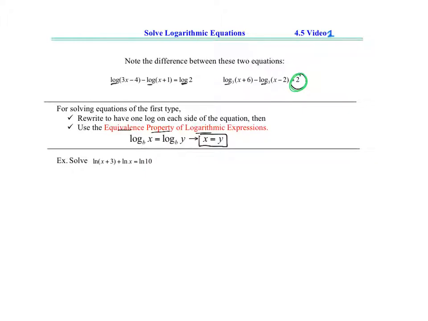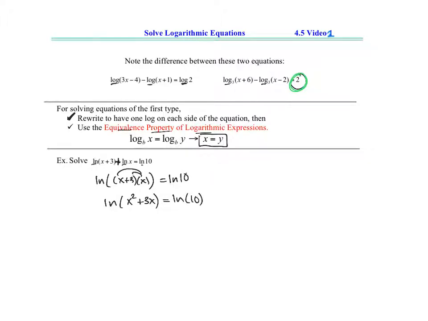Here I'm looking at this. I have everything is a logarithm. Okay, so I'm going to rewrite my equation so that I have just one single log on each side of the equation. Using the property of logs, I have addition here, so I can rewrite that as a multiplication problem inside the argument. All right, so that's ln of 10. And then I'm just going to simplify that a little bit here on the left side. So I would have ln of x squared plus 3x is equal to ln of 10.